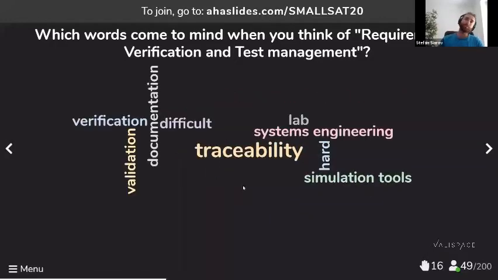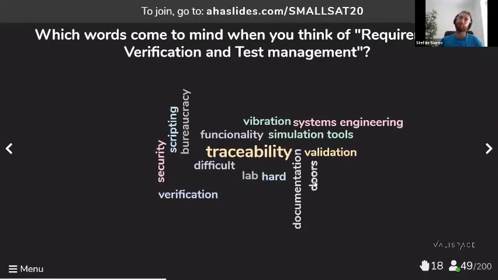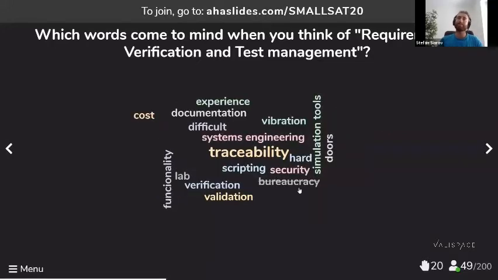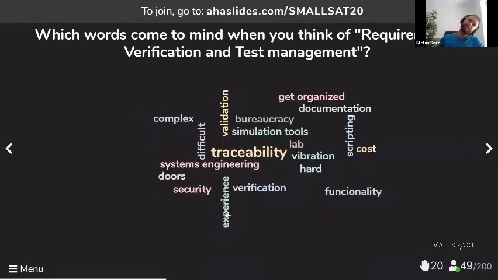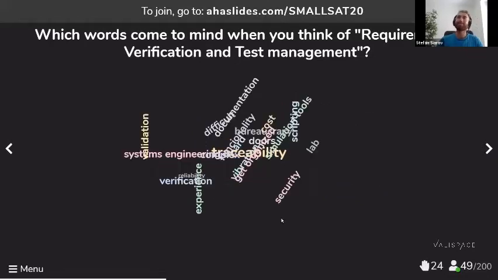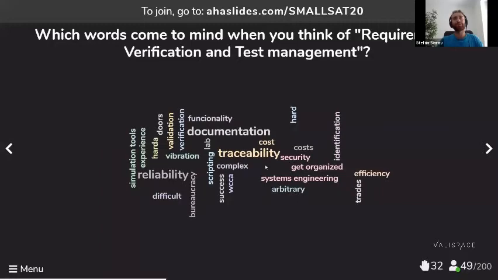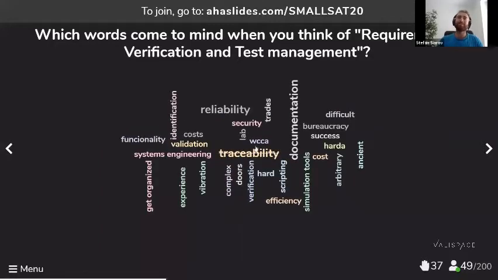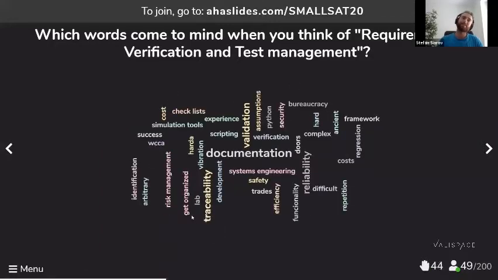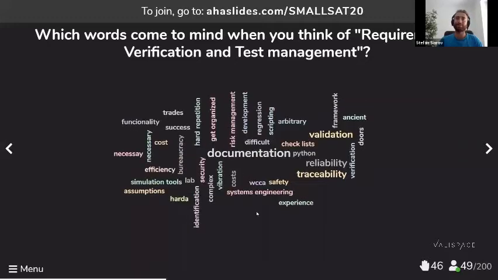Okay, seeing more and more words popping up. Validation, doors, lab, security, bureaucracy, experience, documentation, scripting, vibration, costs, get organized. I really hope that we can get organized.